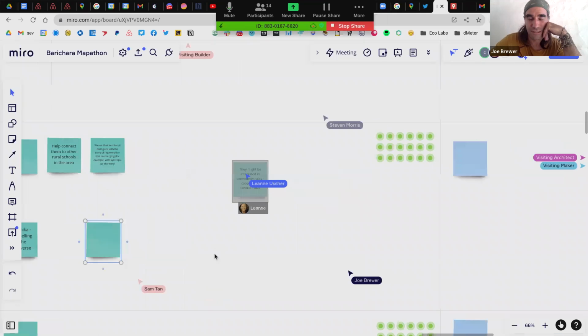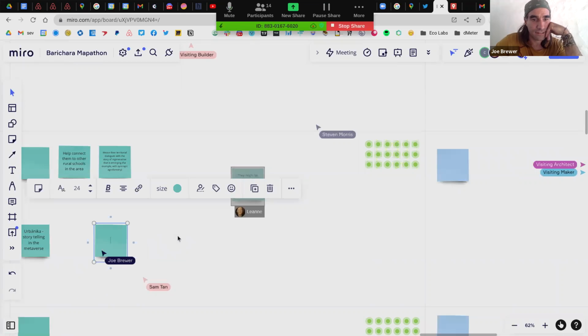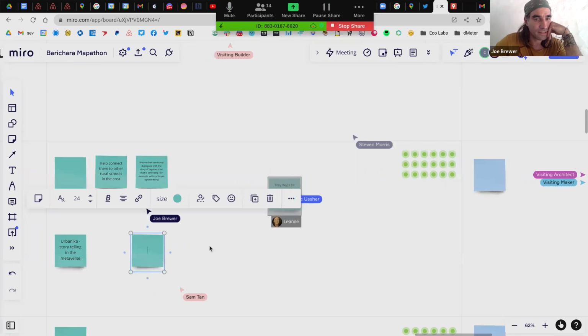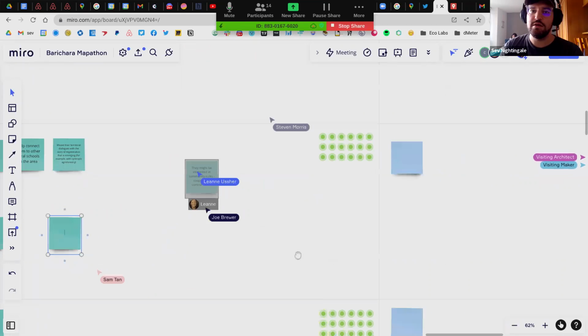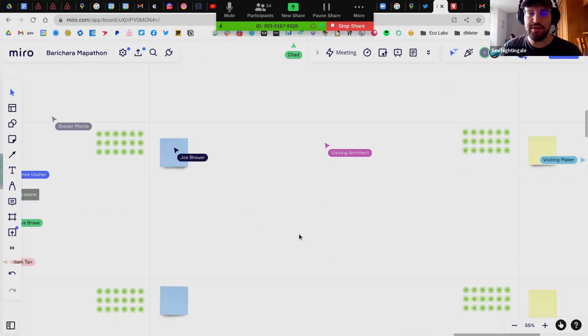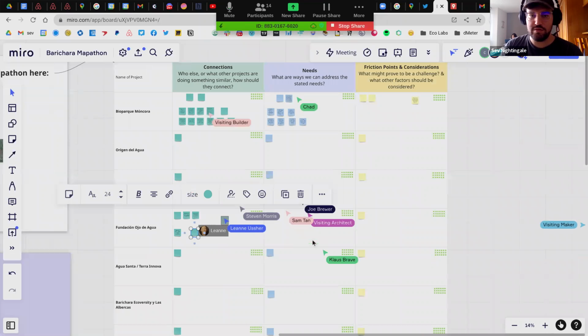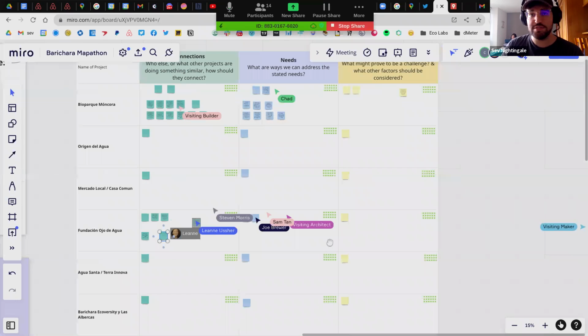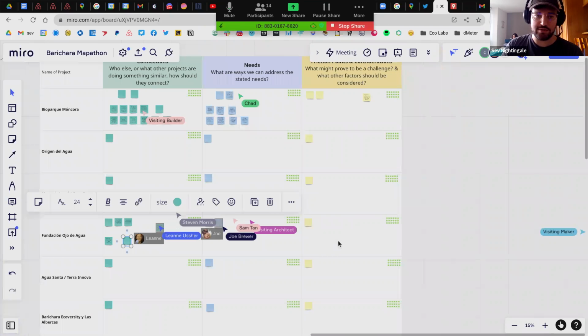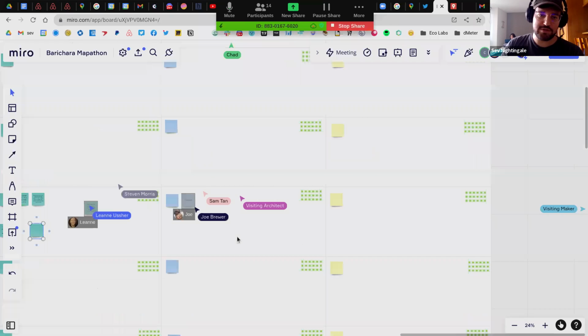And everyone, feel free, if you can spend time thinking about connections to other projects, but if you don't have any ideas there, feel free to move on to the other sections right away and look at how we can address the needs of this project or other considerations that we might consider. Feel free to start adding as well.